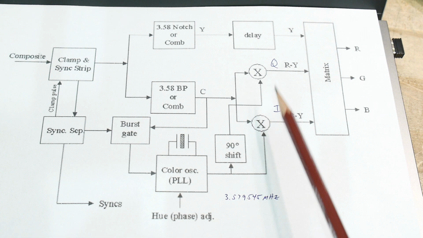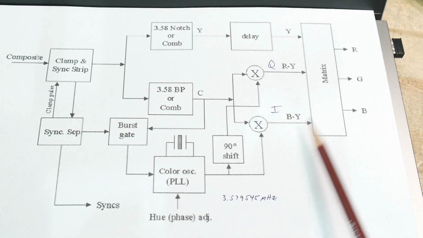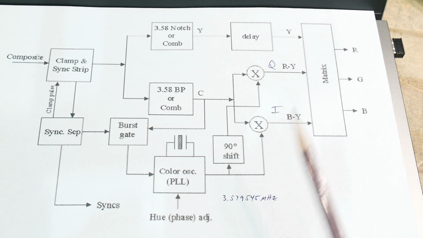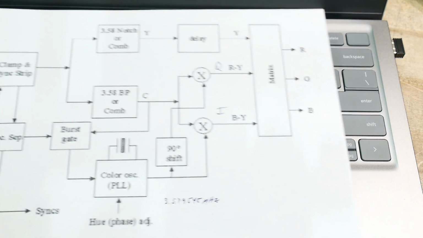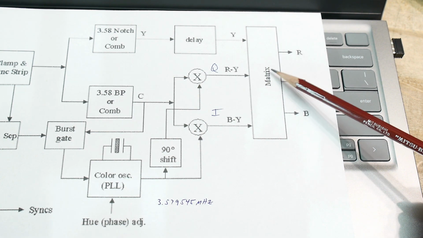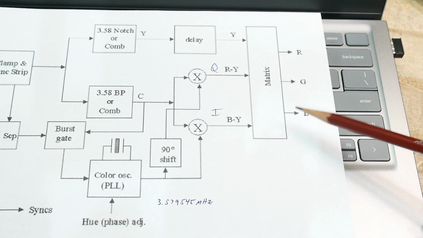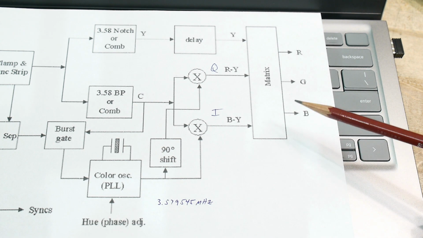You're going to get something called I and Q, or I'm not quite sure this is correct, R minus Y and B minus Y, but you're going to get an I and Q. So now you're in color space YIQ. Okay, YIQ is the NTSC color space. You take YIQ and you do some mathematics on it with this matrix multiplication, and you get RGB. And then that gets sent off to the display.